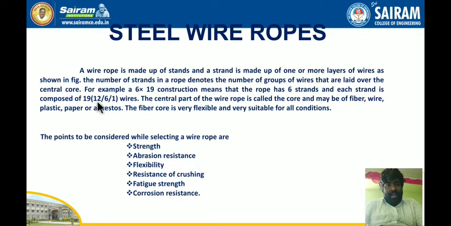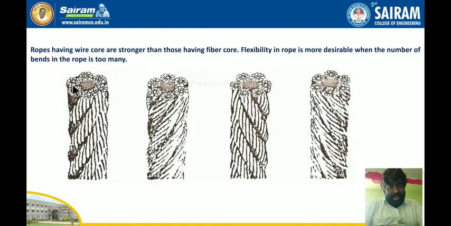Each strand may have 19, 12, 6 or 1 wires. The center of the wire rope is called the core, and it may be made of fiber, wire, plastic, paper or asbestos. The fiber core is very flexible and suitable for all conditions. In this diagram, these are the strands. There may be 6 of them, each strand made up of 19 wires, 12 wires, 6 wires or 1 wire, and the center is made of fiber, which is the flexible part.